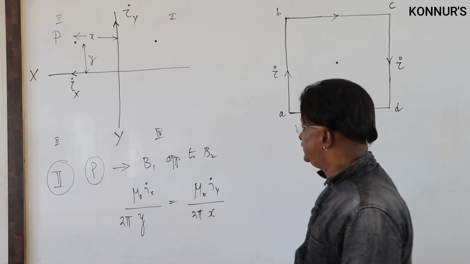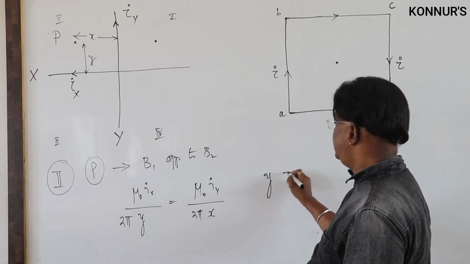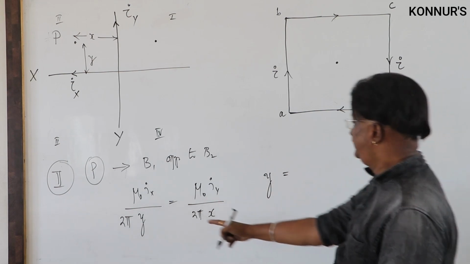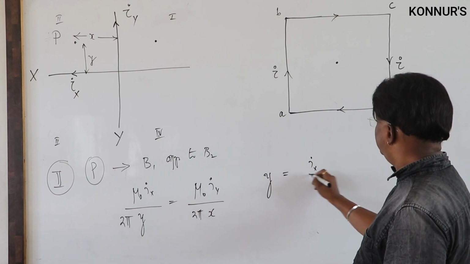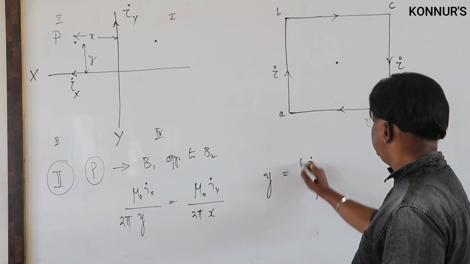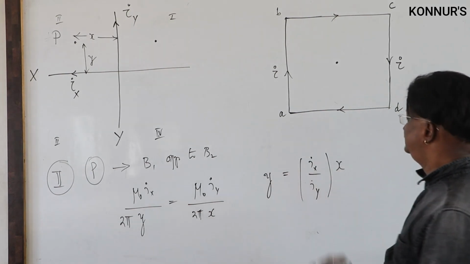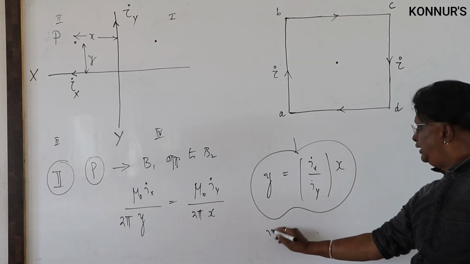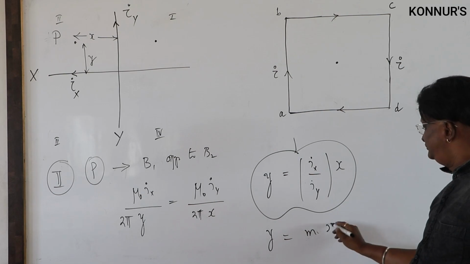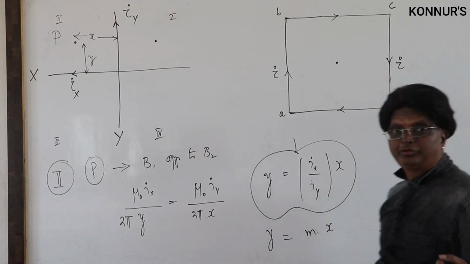Therefore, what will be the result? You will find that y is equal to Ix by Iy times x. So this is what is the equation. And remember, this is y is equal to mx form. M is the slope. So what does it mean?